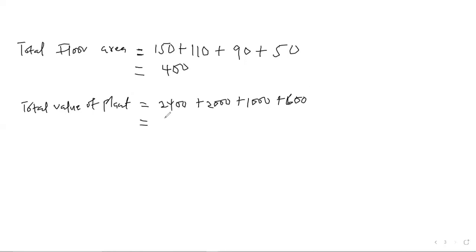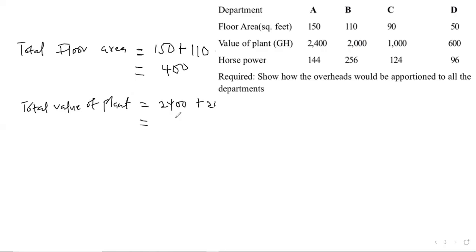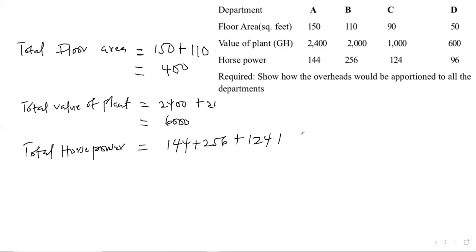So when you add all this, you get 6,000. Then the last one is the total horsepower. So we have 144 for A, 256 for B, 124 for C, and 96 for D. The total is 620.